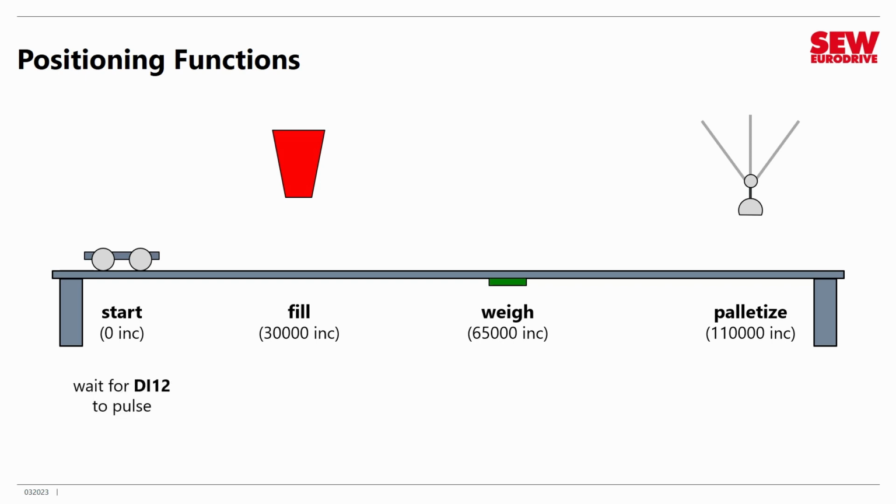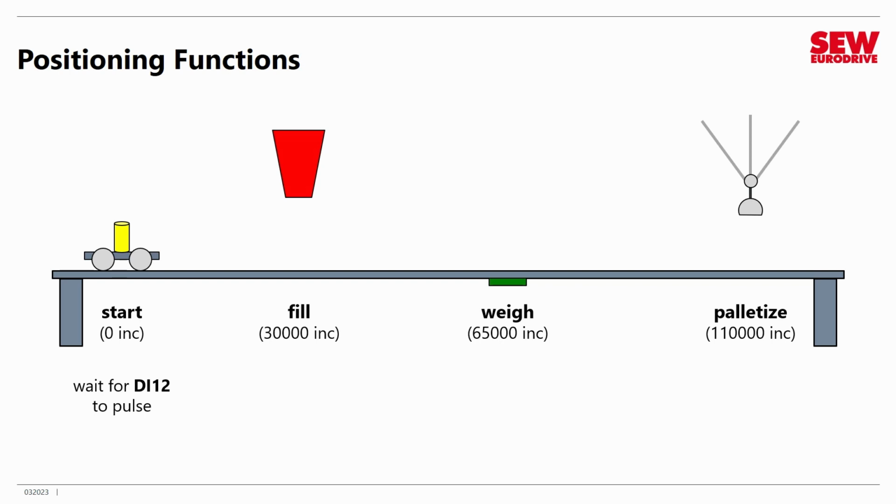Here's what the application needs to do. It's going to wait and watch digital input 12, and it's going to wait for a pulse to come in on digital input 12. It's going to expect it to be off, and it's going to look for an on-off pulse. The idea is if this were a real application, maybe a PLC or something is going to transmit that pulse to the Movi drive. Now, what does that pulse signify? It means that a can has just been placed on the carriage. That's the signal to begin.